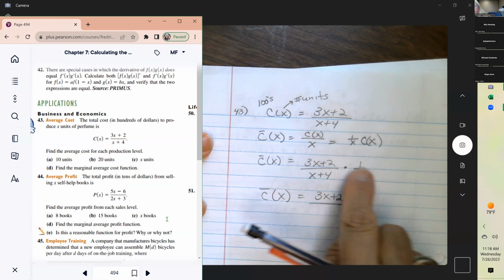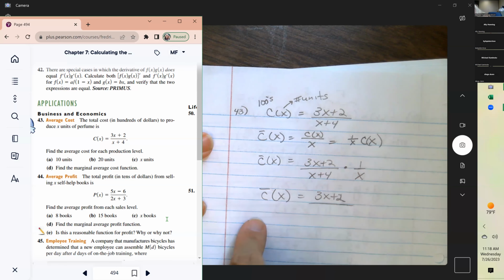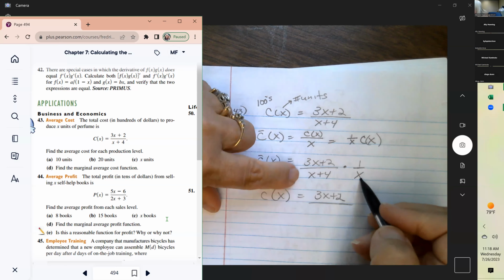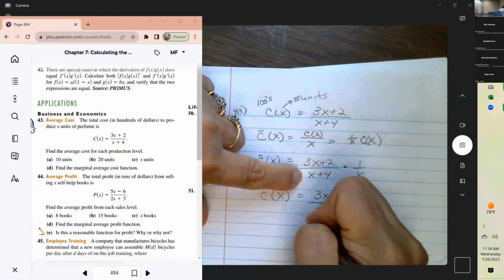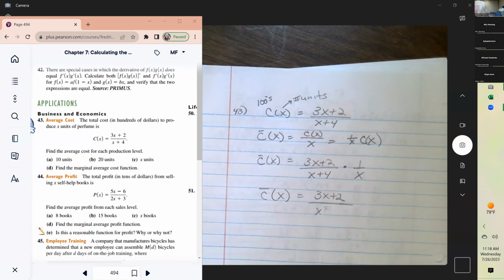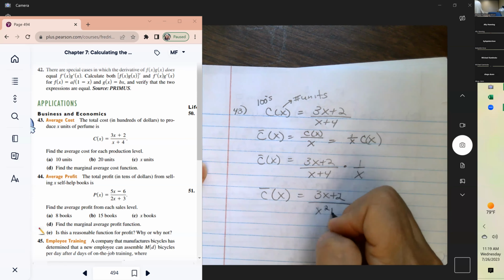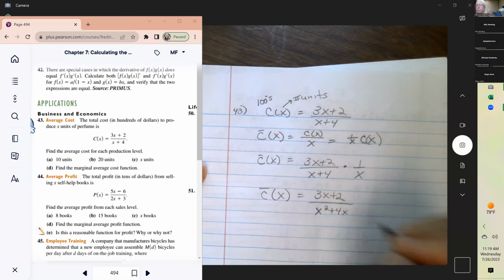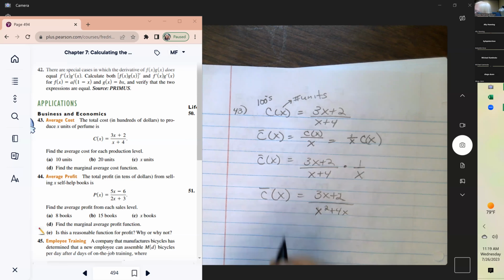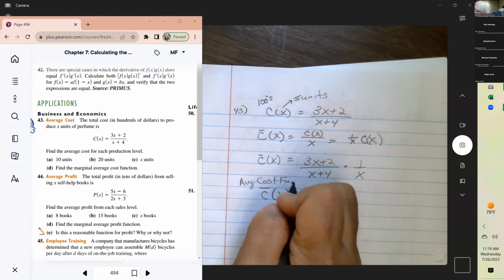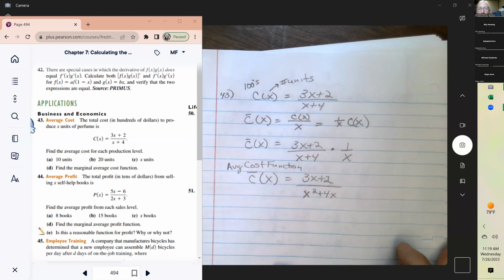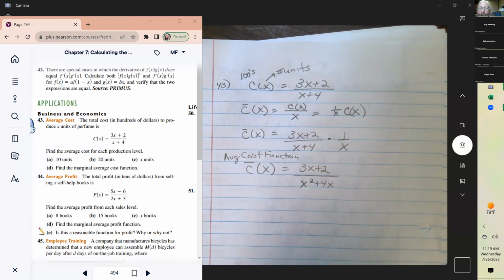So the one on top does change. 3x plus 2, still 3x plus 2. But on the bottom, distributing the x, we have x squared plus 4x. This is the average cost function. Any questions on that?